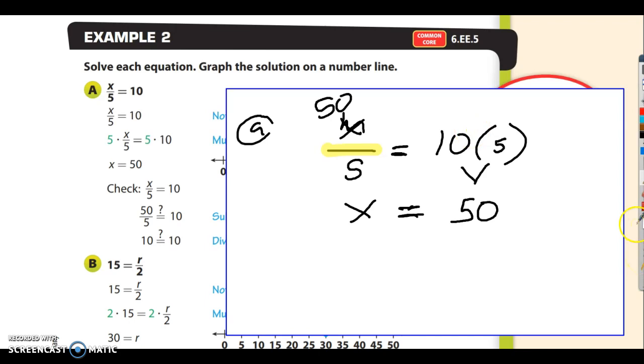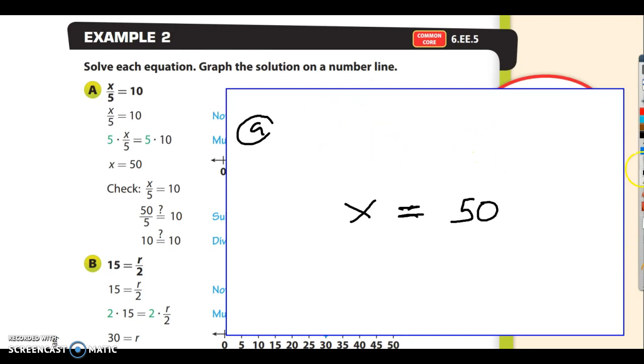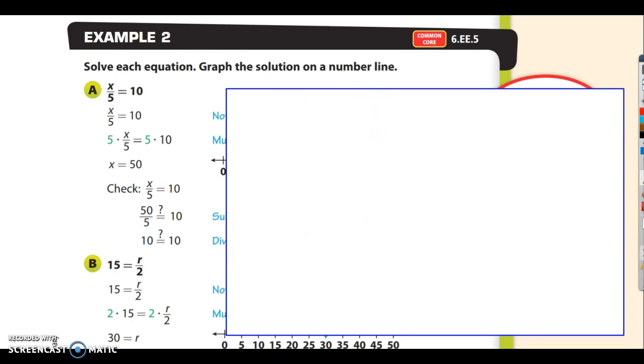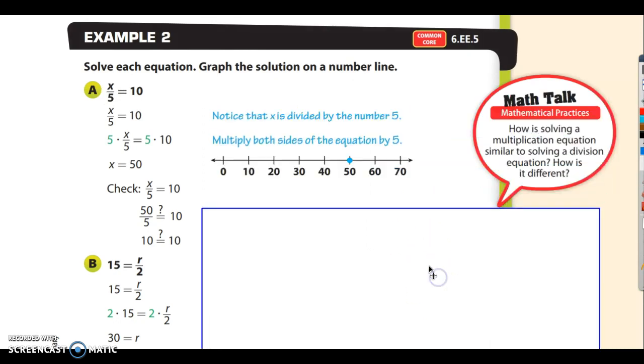I'm just going to erase everything. And then we think the answer is 50, right? So let's check our answer by taking x out and putting a 50 here. And is 50 over 5 equal to 10? It is, because 50 over 5 means 50 divided by 5. 50 divided by 5 is 10, so x is equal to 50. So we plot that on the graph. We think x is 50.